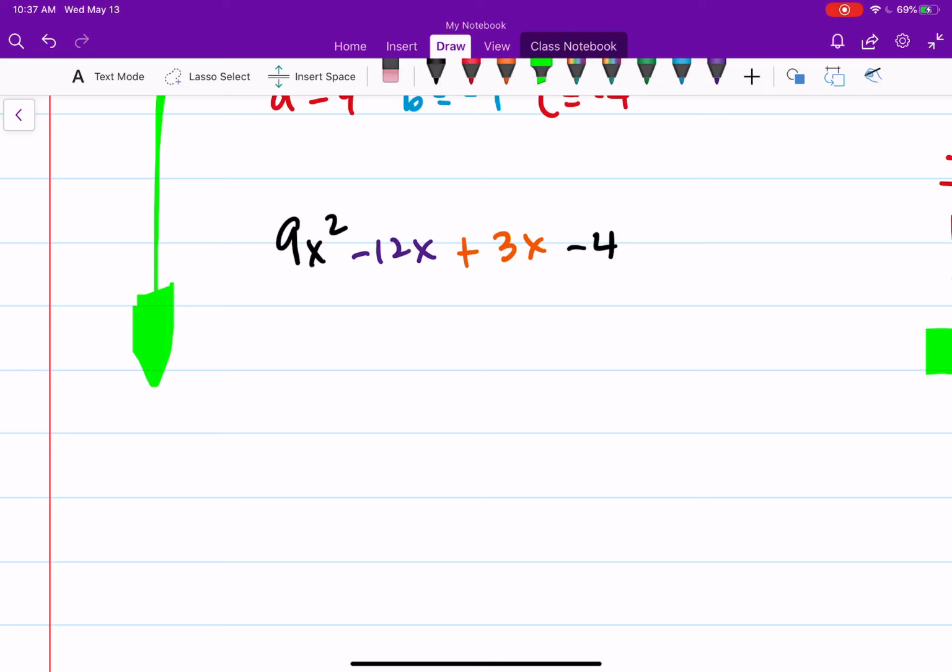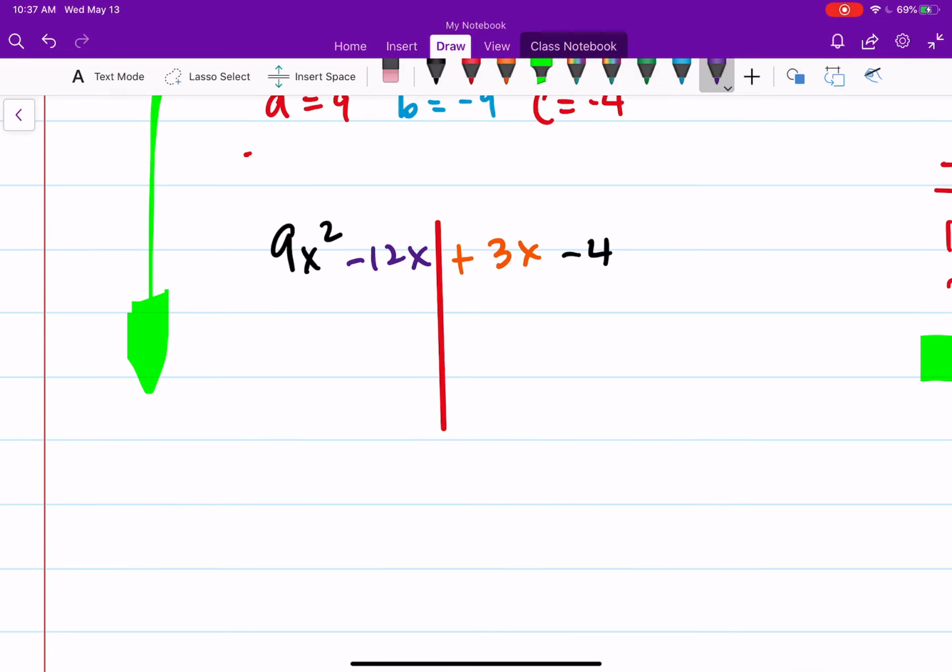So now I got 4 terms, so I'm splitting it down the middle. I need to find my GCF in the first group. What goes in 9 and 12? 3 does, and I got to take out x. What do I have left? I got 3x minus 4. Do I have a GCF in the second group? Nope, but I'm going to at least take out 1. That leaves me a 3x minus 4. So the third term is not negative, I don't have to pull a negative.